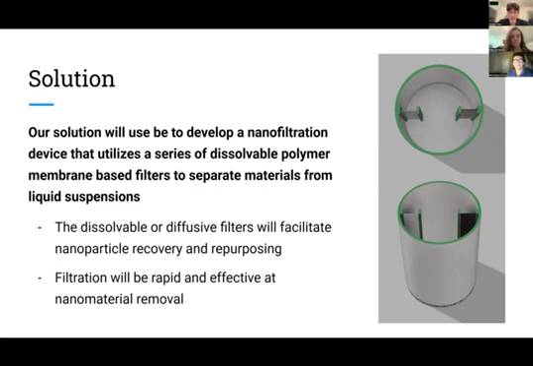So the solution that we were able to get from that was that we are going to develop a nanofiltration device that utilizes a series of dissolvable polymer membrane-based filters to separate materials from a liquid suspension. Now, the dissolvable or diffusive filters will facilitate nanoparticle recovery and/or repurposing. Ideally, the filtration will be rapid and effective in nanomaterial removal.